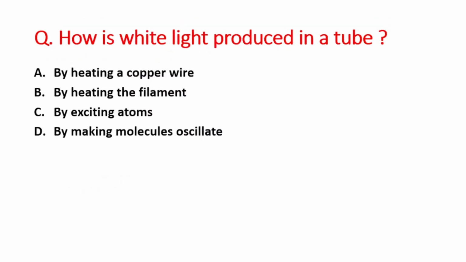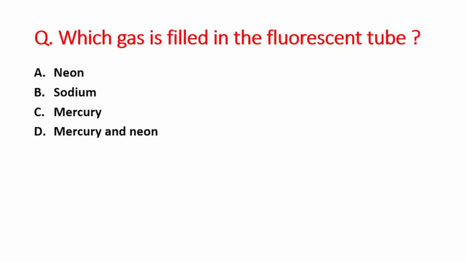Next question: how is the white light produced in a tube? A option is by heating a copper wire, B option is by heating the filament, C option is by exciting atoms, and D option is by making molecules oscillate. So the right answer is option B, that is, by heating the filament. Next question: which gas is filled in the fluorescent tube? A option is neon, B is sodium, C option is mercury, and D option is mercury and neon. So the gas filled is neon, that is, option A is the right answer.